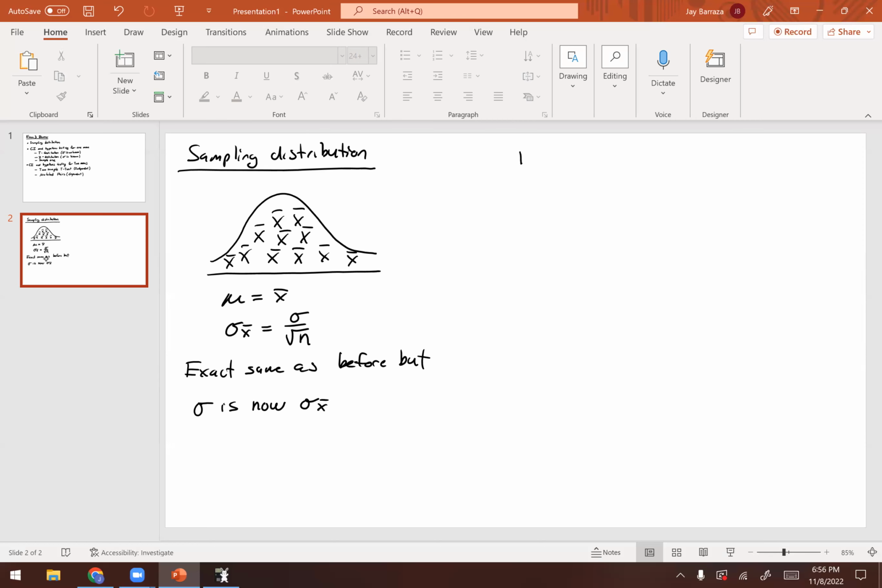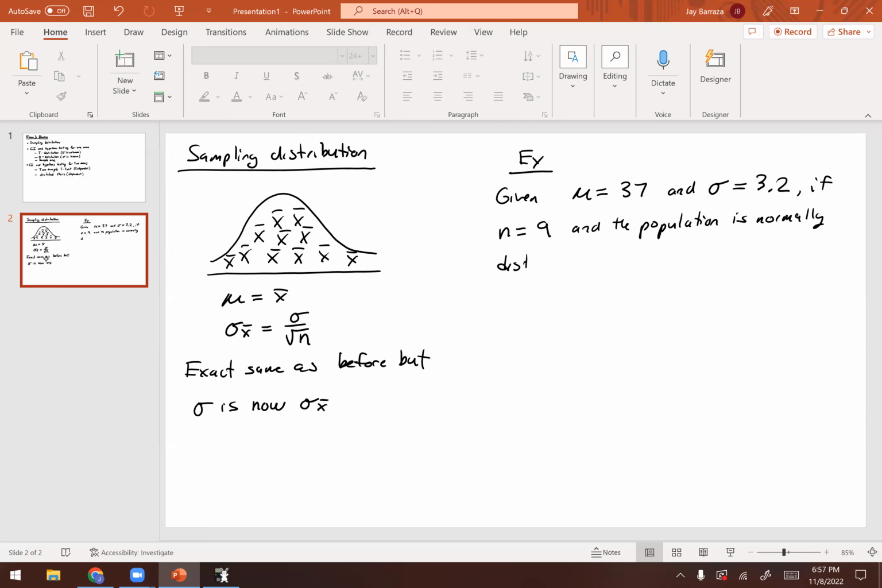So we can just do an example. Given mu is equal to 37 and sigma is equal to 3.2, if n equals 9 and the population is normally distributed, then compute the following.